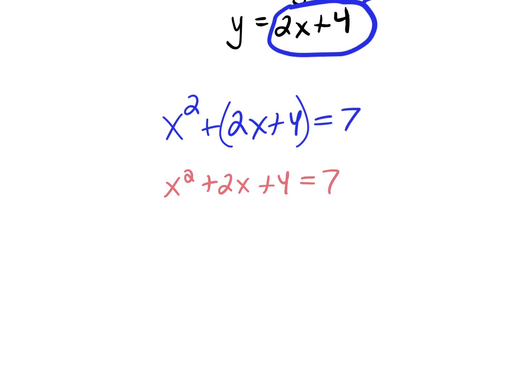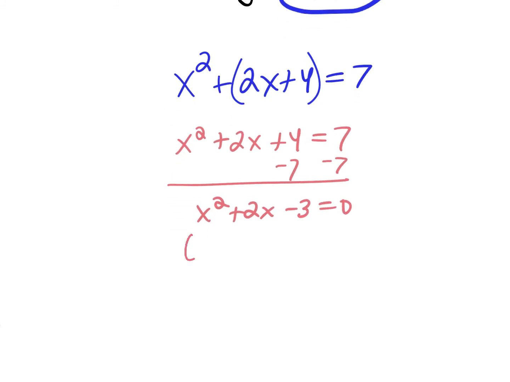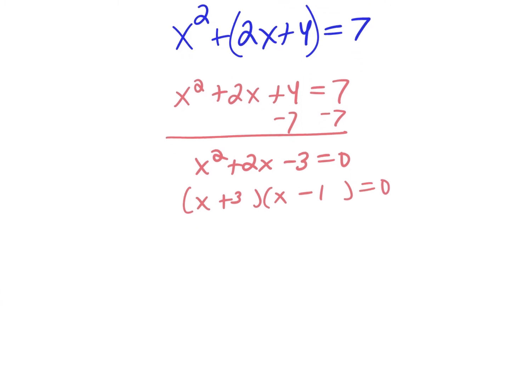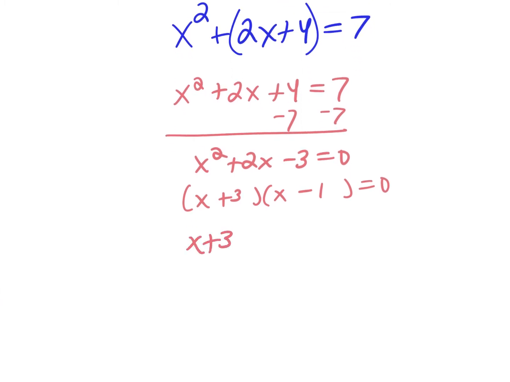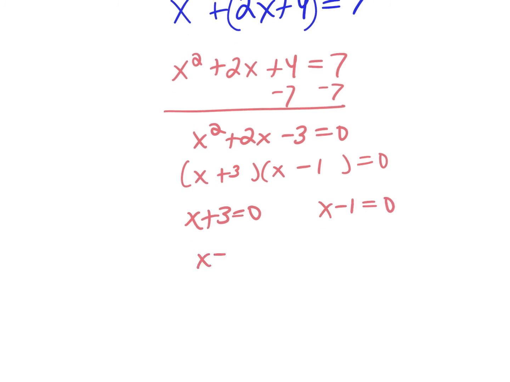How do I solve this? Subtract 7 from both sides. Since I have a quadratic, I have 1x squared and 1x to the first. So what's 4 minus 7? Negative 3. Good. Can I factor this? What times what is going to give me a negative 3 when I multiply, but a positive 2 when I add? Plus 3 minus 1. Everybody agree? All right, so now I say x plus 3 equals 0. x minus 1 equals 0. So on this side, I get x equals negative 3. Here I get x equals 1.